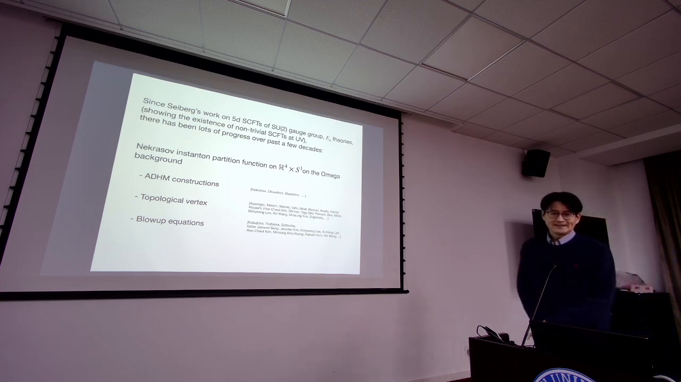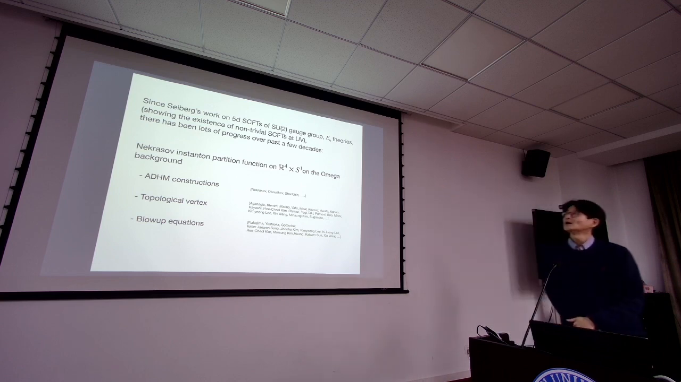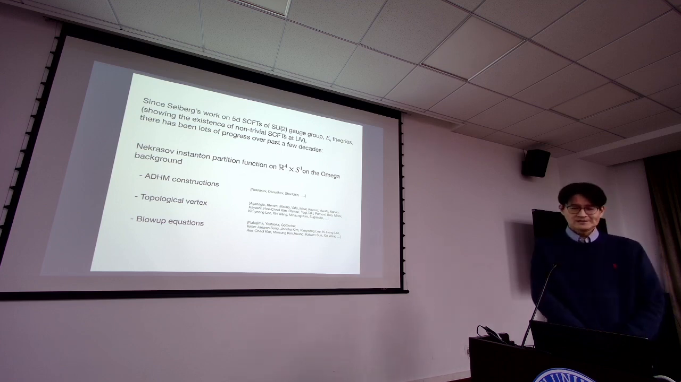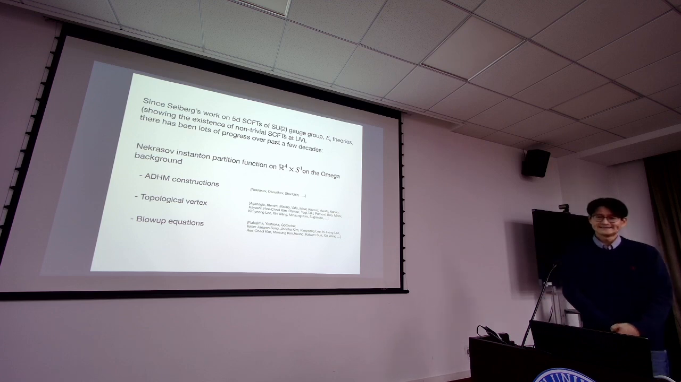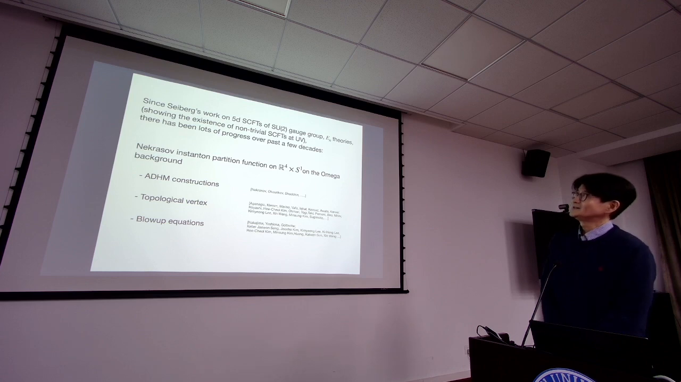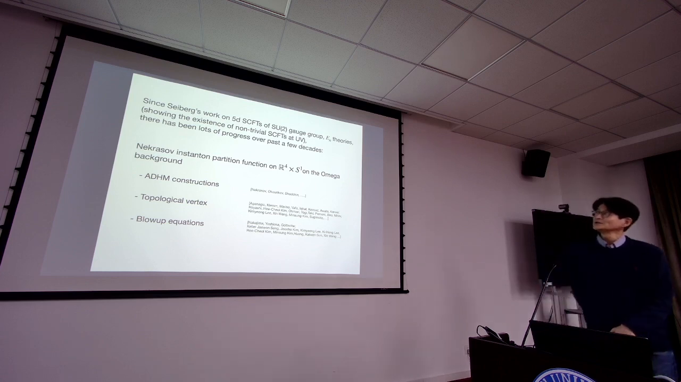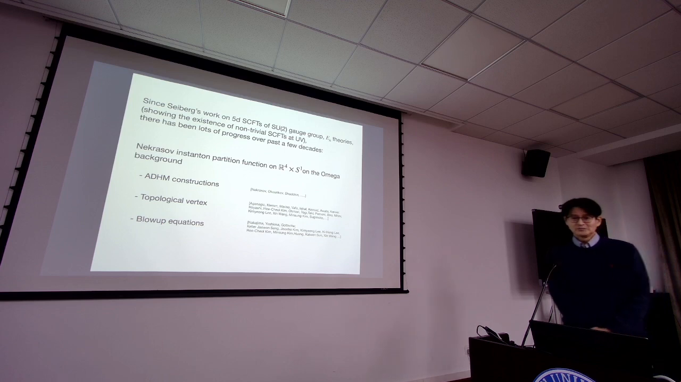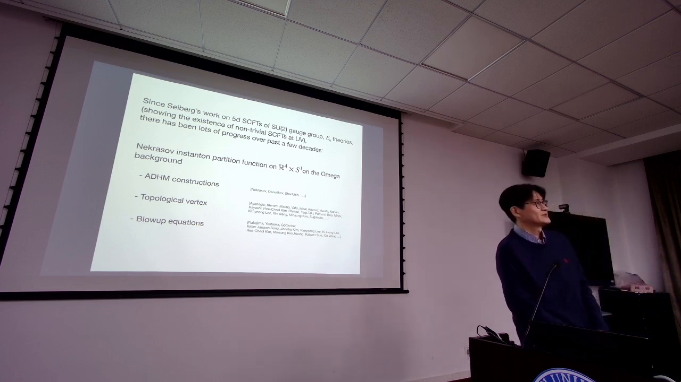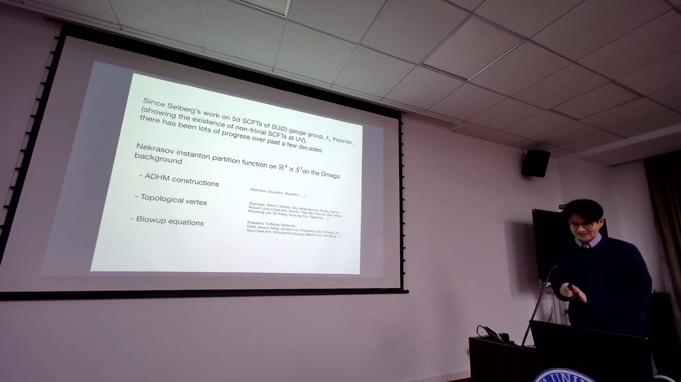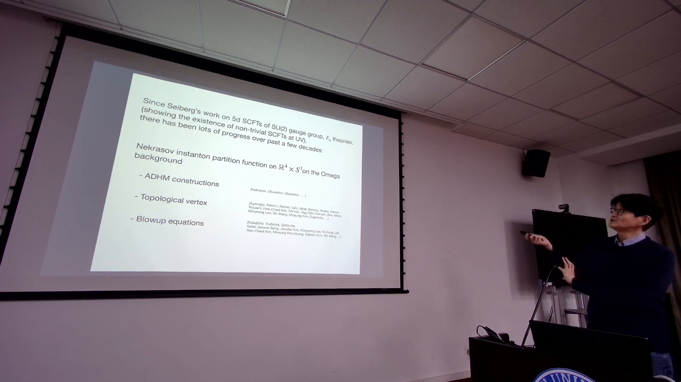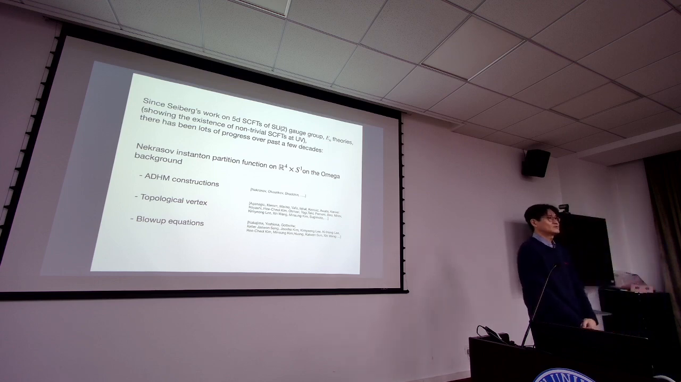Since Seiberg's work in 1996 on 5-dimensional SU(2) gauge theory with some number of flavors, he showed that there are non-trivial superconformal theories in the UV. The number of flavors is from 0 to 7. Usually this theory is referred to as an E_N theory. The N you can think of as the rank of the flavor symmetry.